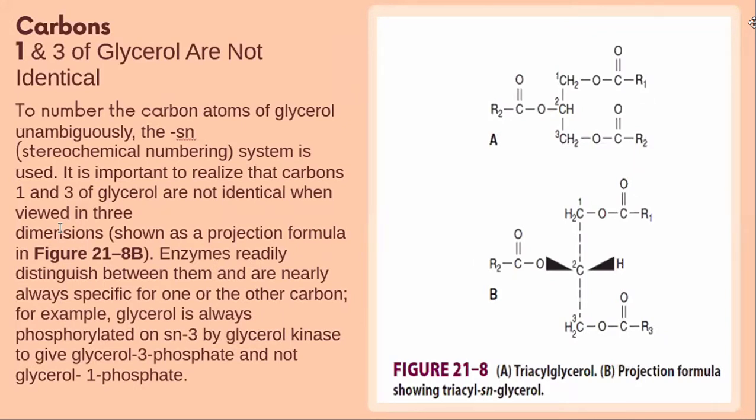So carbons 1 and 3 of glycerol are not identical. To number the carbon atoms of glycerol unambiguously, the stereochemical numbering system is used. It is important to realize that carbons 1 and 3 of glycerol are not identical when viewed in 3 dimensions. Enzymes readily distinguish between them and are nearly always specific for one or the other carbon.